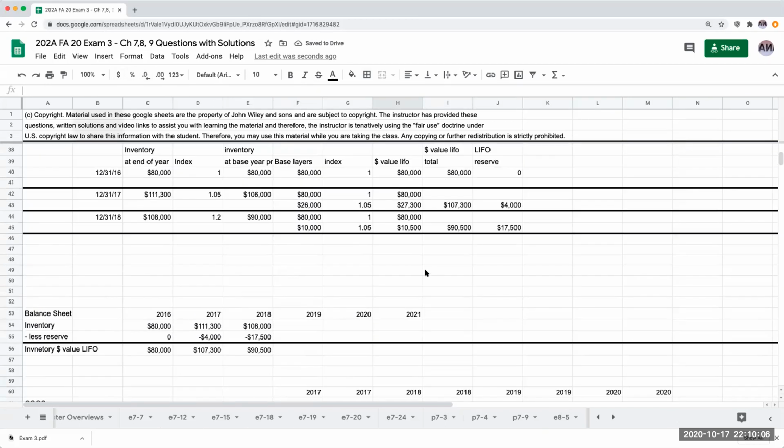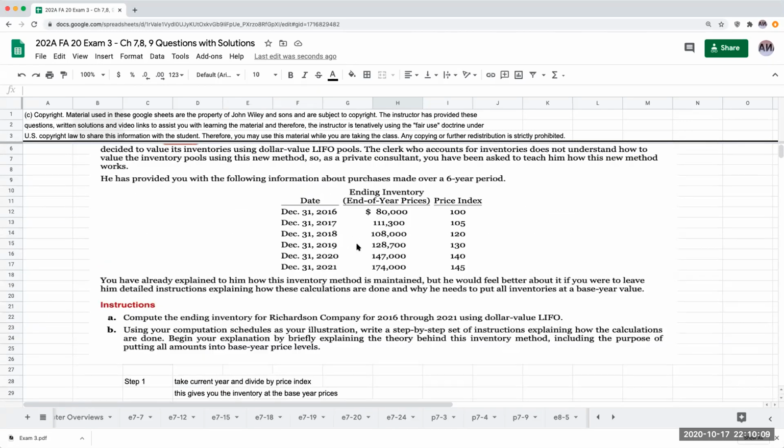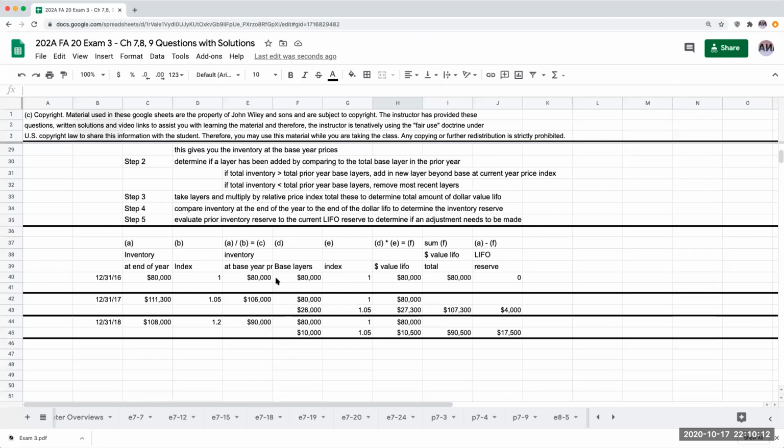Okay, so let's go to the next year. For 12/31/19, it's 128.7 at 1.3. Just make sure I got that right. 128.7 at 1.3. So making this in base year prices, I've got 99. So I'm adding on 9,000 to what's here already. I'm still going to have this 80,000 at 1, the 10,000 at 1.05, and 9,000 at the current year index at 1.3.